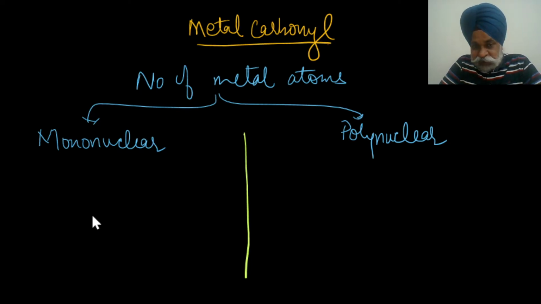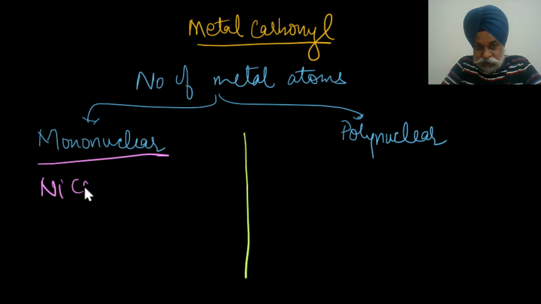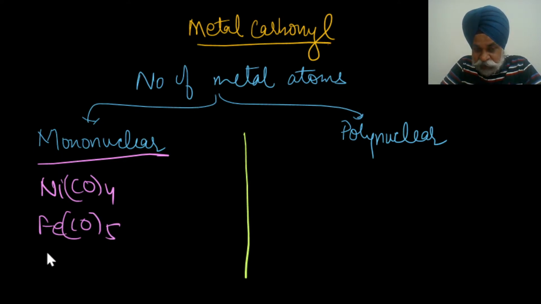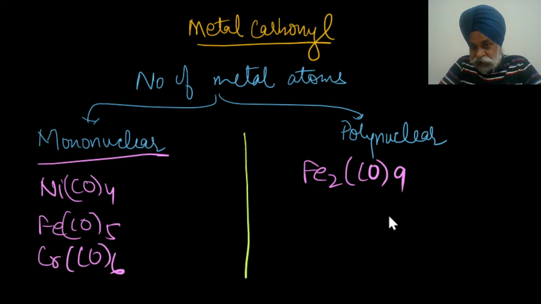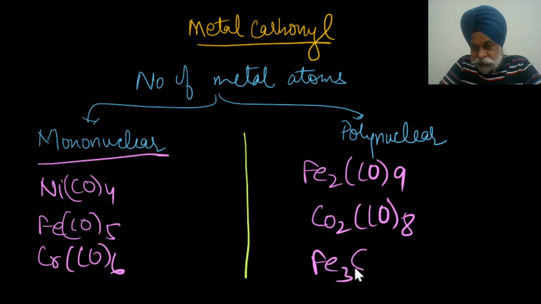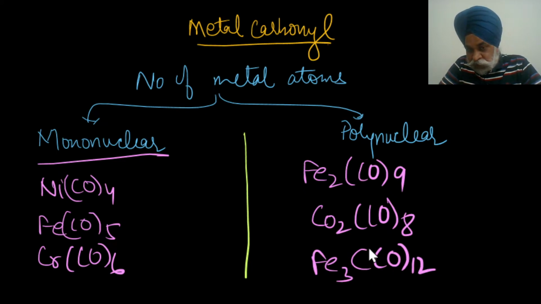Once you are clear with this, you would feel strengthened, and if something in and around the structure of the complex is being asked, you are able to do it. When you talk of a mononuclear compound, just like Ni(CO)4, Fe(CO)5, these are the ones where the number of metal atoms is one. This is just like Cr(CO)6. And polynuclear can be, we have done a few questions like this one, or Co2(CO)8 or Fe3(CO)12.